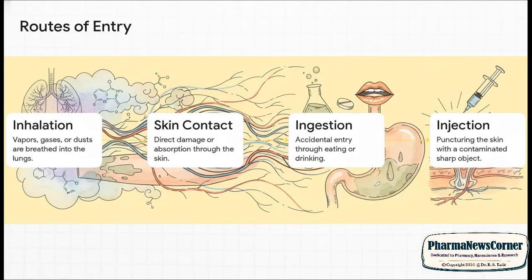Basically, there are four main ways in. You can inhale it, breathe in vapors or dust. It can get on your skin. You could accidentally ingest it, swallow it, or you could get injected, like from a needle stick. And out of all of those, inhalation is often the scariest for systemic effects, because once it's in your lungs, it goes straight into your bloodstream and zips around your whole body, fast.